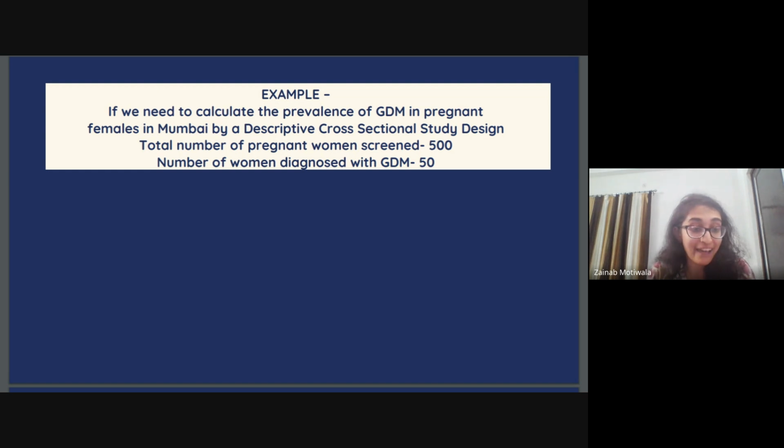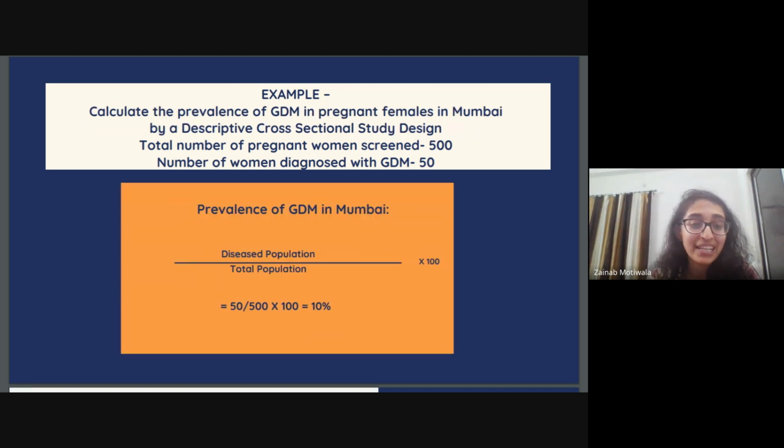Oh, okay, we have people who've actually calculated. I was just going to say that maybe numerator upon denominator, but wonderful, you guys have got it. So it is 10%. Again, disease population upon the total population. Wonderful. Thank you very much for proactively responding and calculating it so fast. So it is 50 upon 500, because we have 50 women who were diagnosed with GDM upon the total population included for this study of 500, times 100, that is about 10%.